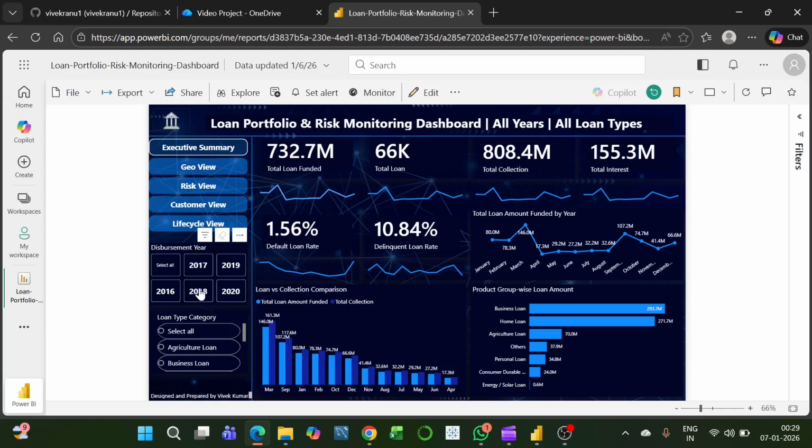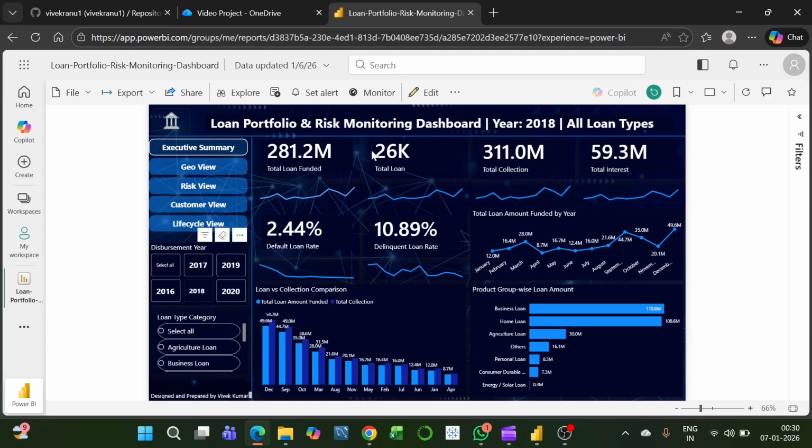If I want to see the year values 2017 or 18, just click on this. You will get the 2018 data. See here, the 2018 year data is already loaded. If you want to see it loan category wise, suppose you want to see the total loan funded for energy or solar loan, just click on this.